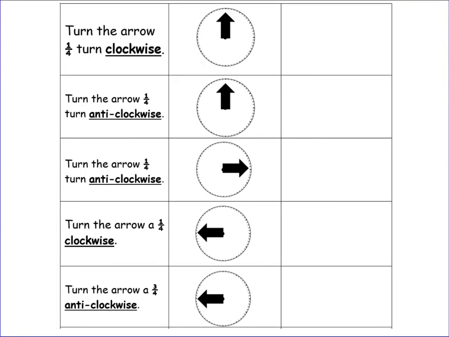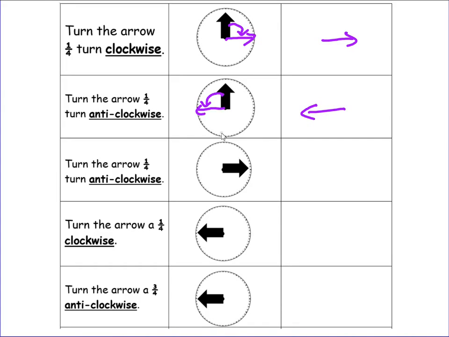So here's a little practice for you using the terminology turn. If I start with my arrow facing up the page and I do a quarter turn clockwise, then clockwise is in that direction. A quarter of a turn is 90 degrees. So my arrow would face off to the 3 o'clock position. For the next one down, a quarter turn anti-clockwise, so we're going in the opposite direction of a clock, we would end up with an arrow facing in that direction.